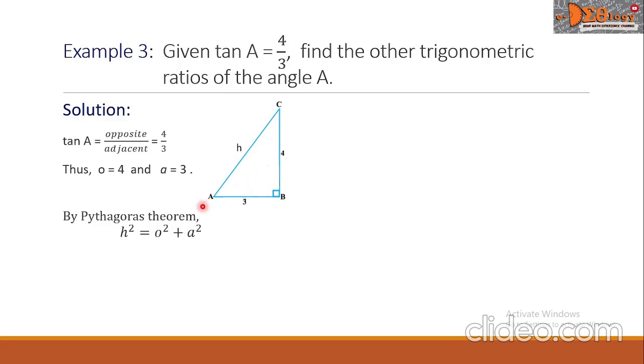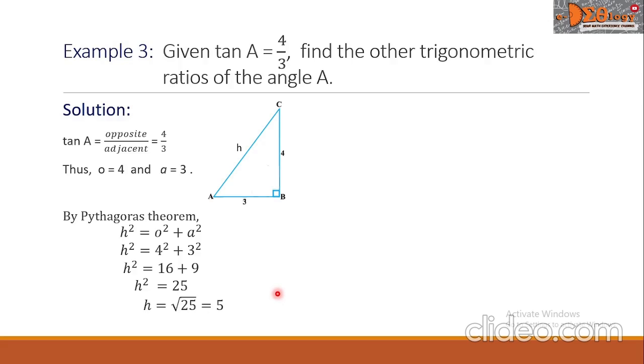By Pythagoras theorem, we write H squared equals O squared plus A squared. We substitute the values, 4 squared plus 3 squared. The right side becomes 16 plus 9, and that is 25. We will take the square root of both sides. So H equals square root of 25, which is simplified into 5.